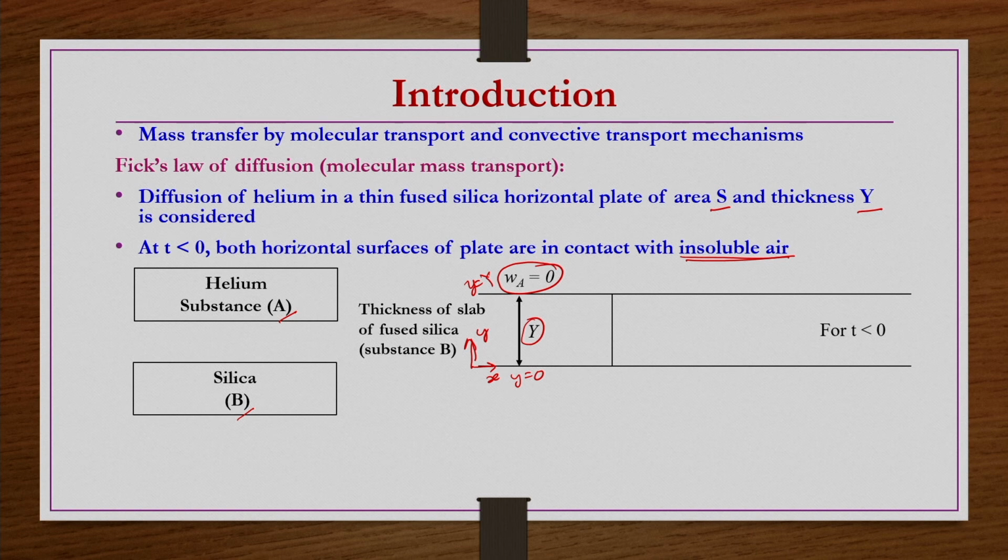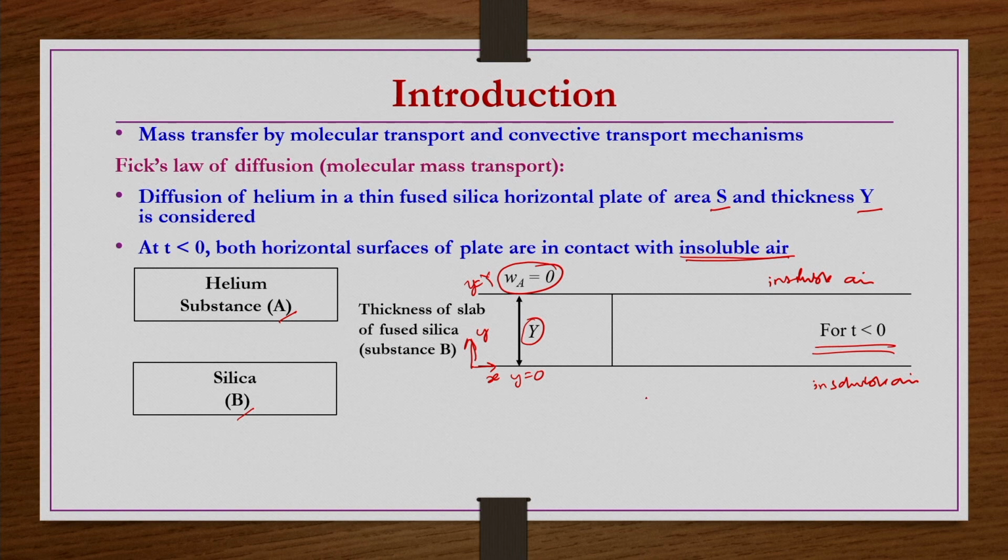This pictorial representation is at t less than 0, where helium has not been introduced. So, insoluble air is present at both the bottom and top horizontal surfaces of this plate. Okay. So, this is the system that we have.